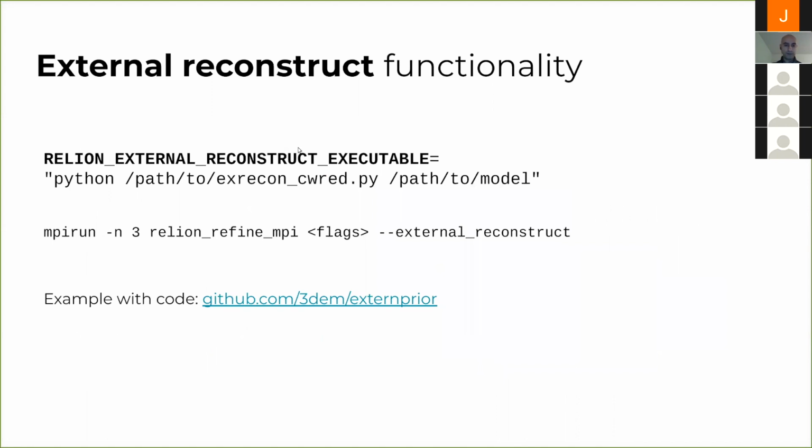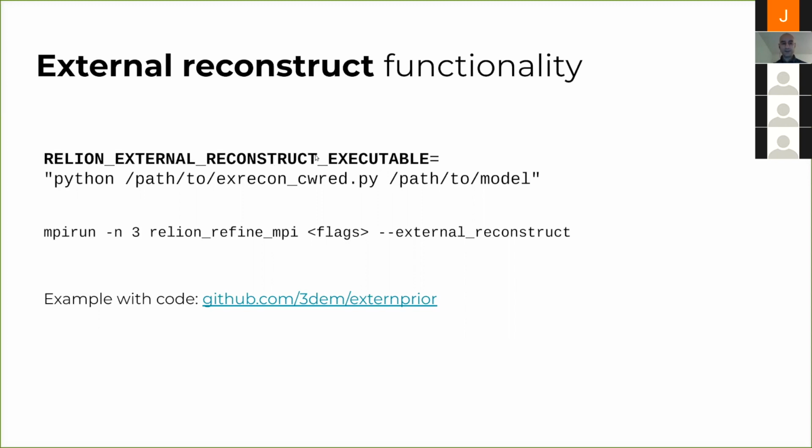The way you do this is very straightforward. You define an environment variable, the Relion external reconstruct executable. In this case, I set it equal to a Python script that is executed using Python. So you basically give the environment variable your executable, the command line for running your external script. What Relion does is append the path to the star file to this command line, and that star file will contain the information about the other files that you need for doing this step.